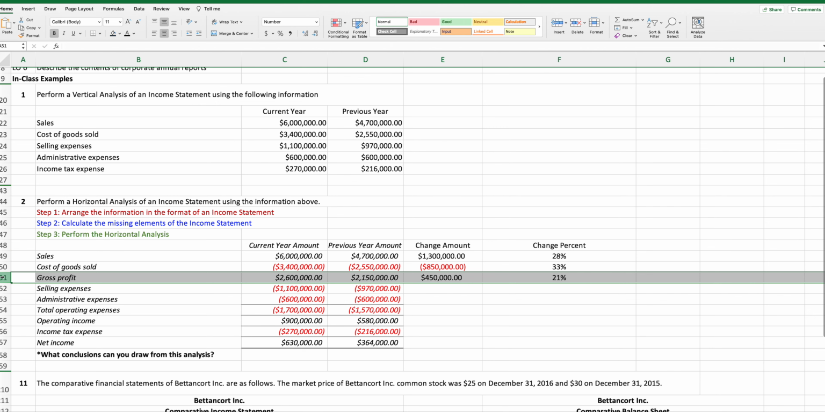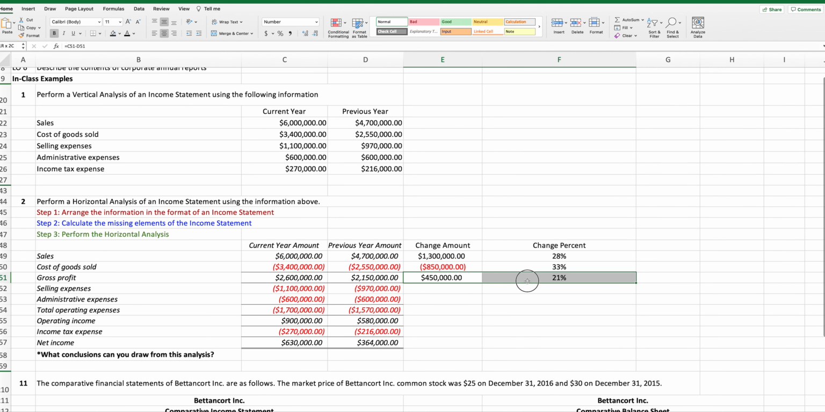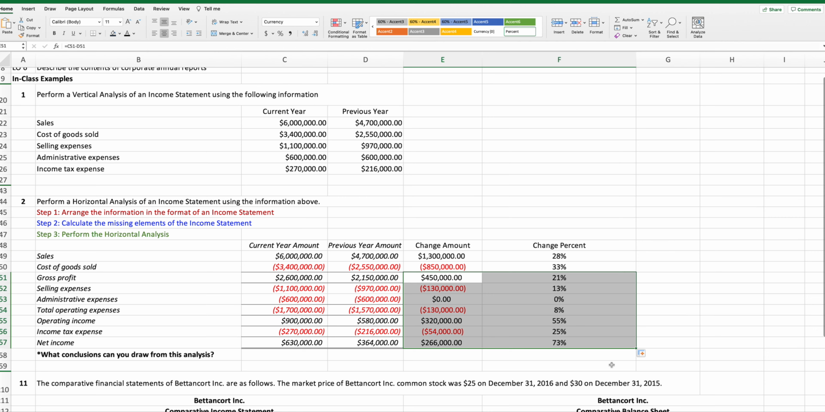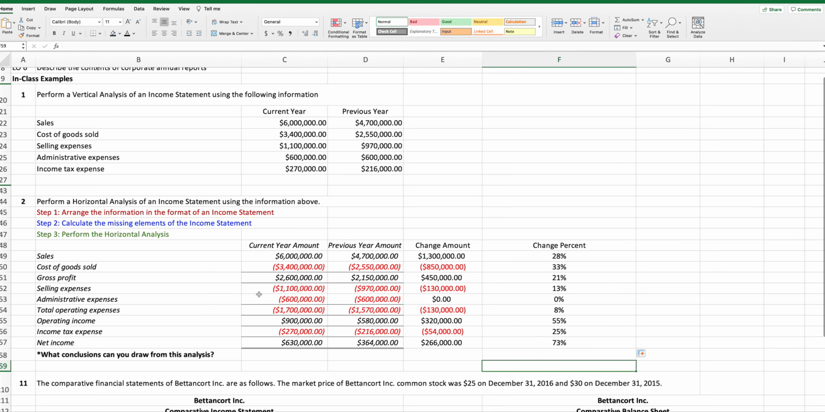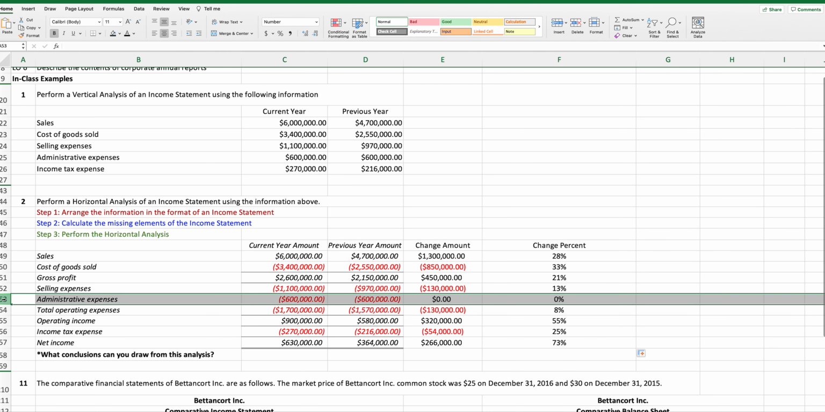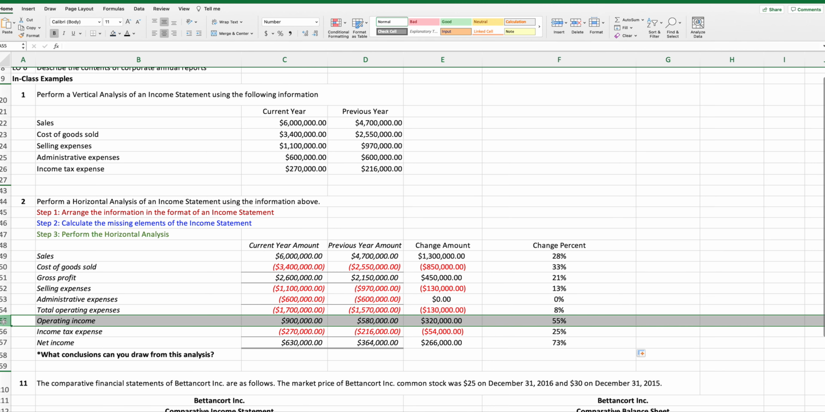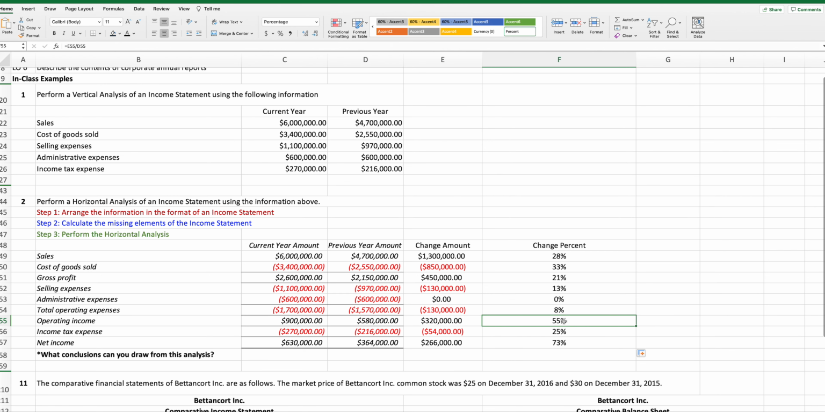Now, I told you that we were going to look at ways to optimize our time in Excel. So there is a way to optimize the rest of these calculations. You've seen that I blocked off these two, and I'm just going to drag them down. And we can see that while we have no changes in administrative expenses, which is kind of good, our operating income increased 55%, which is really good.